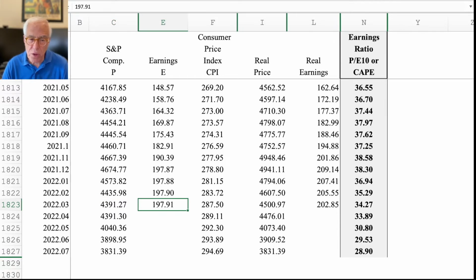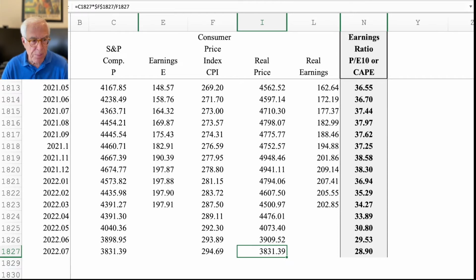Now, Professor Shiller does not work with the nominal or current dollar value of the index. He's aware if we're going to average earnings going back, we can't mix apples and oranges. And the way to avoid that is to adjust for inflation. That's why he has the consumer price index here as another column. So what he effectively does, he starts with the current data. For the level of the index, for example, it's 3831.39. And that's both the current level and the real current level.